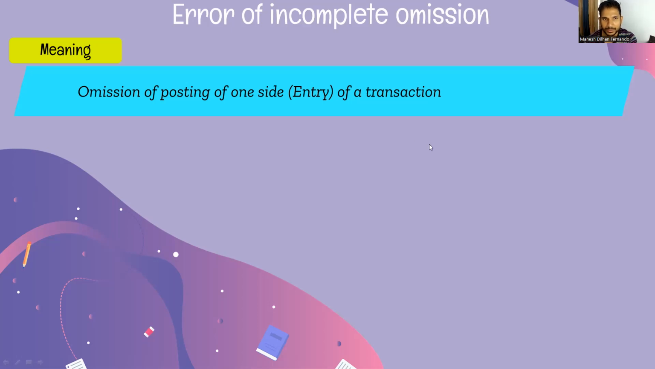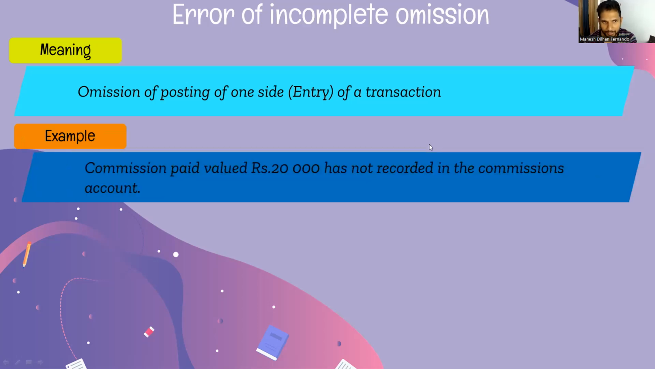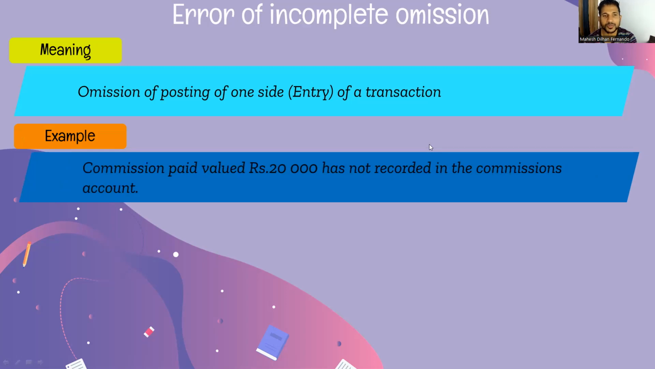Let's discuss an example here. Commissions paid value 20,000 has not been recorded in the commissions account. Write down the example also.